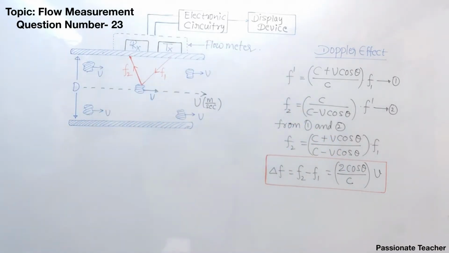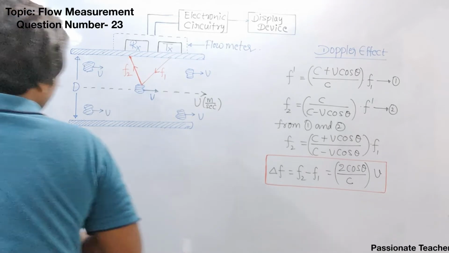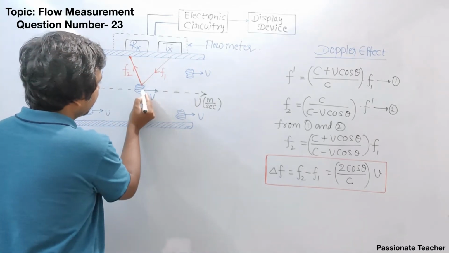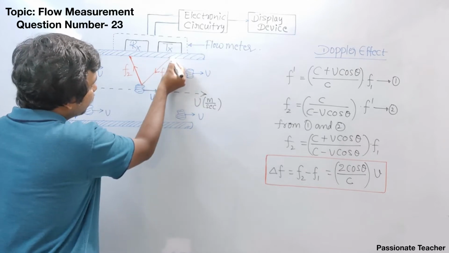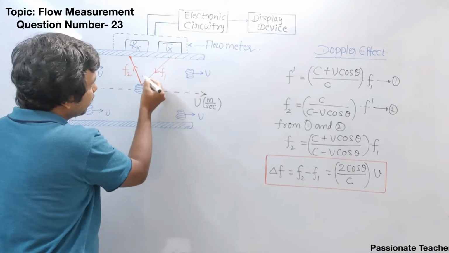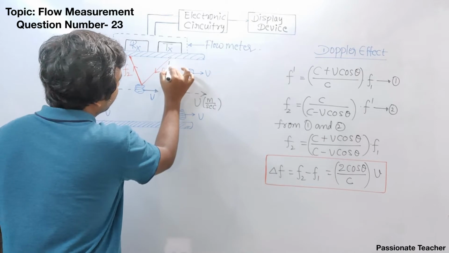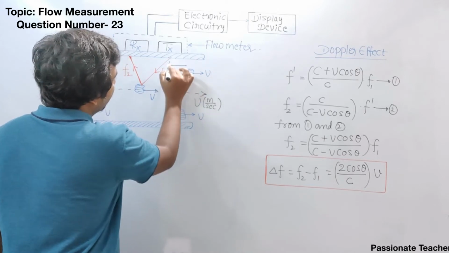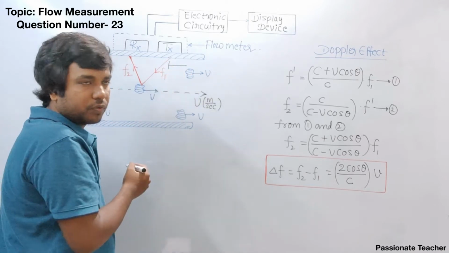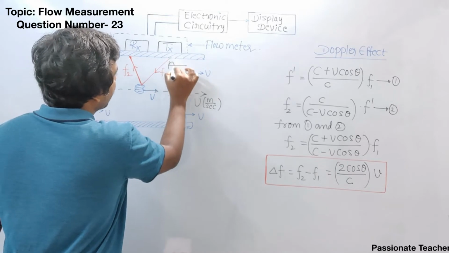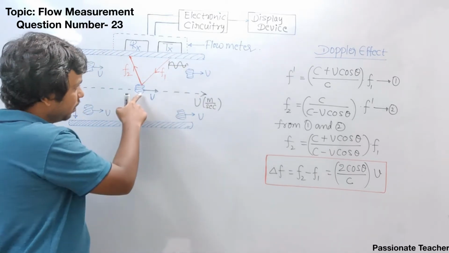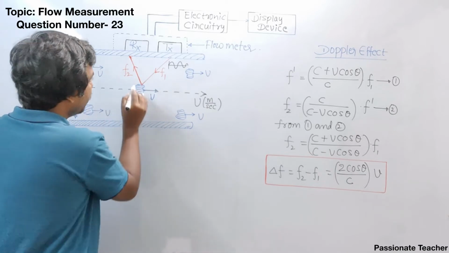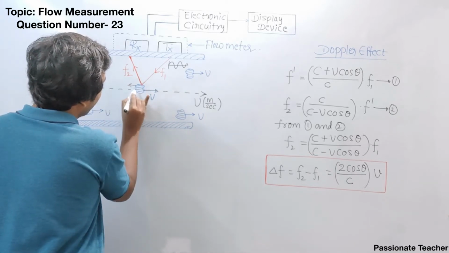Now, as we assumed that we have only one suspended particle in this line, there is no particle here, no particle here, no particle here. So the transmitter will generate the ultrasound signal with some frequency. Then once it touches the suspended particle, this will scatter in all directions.